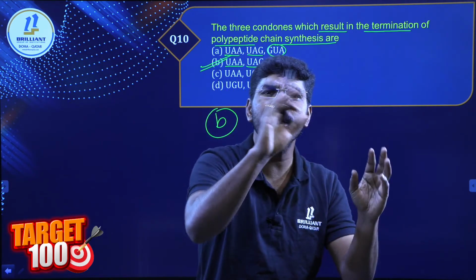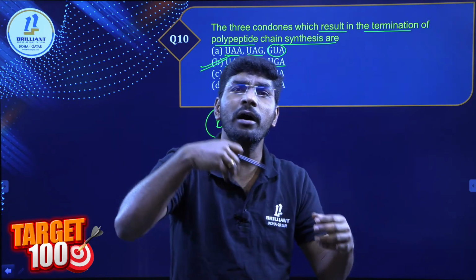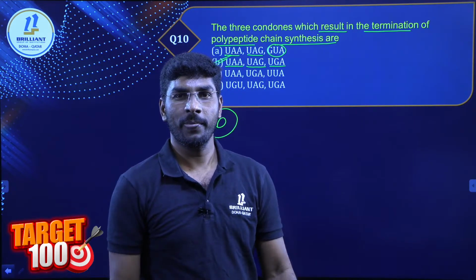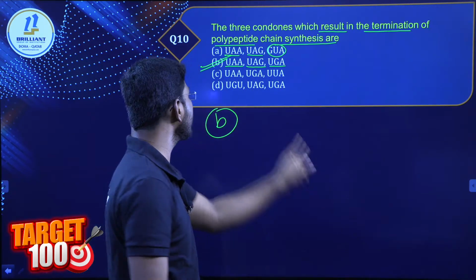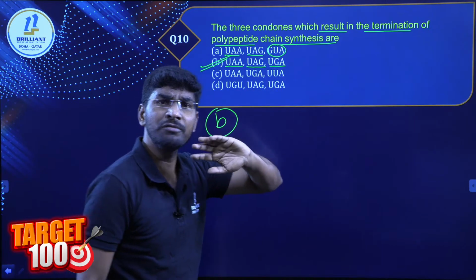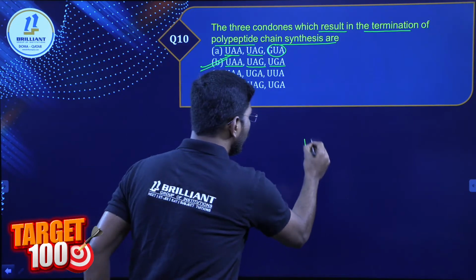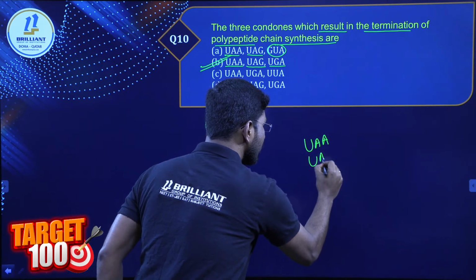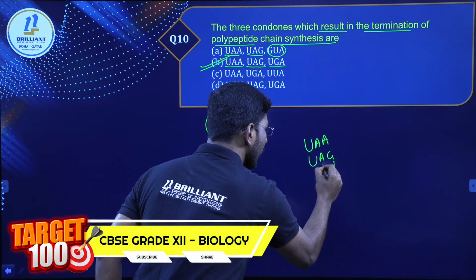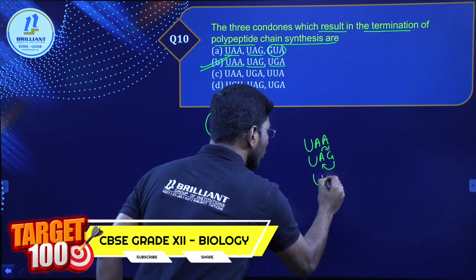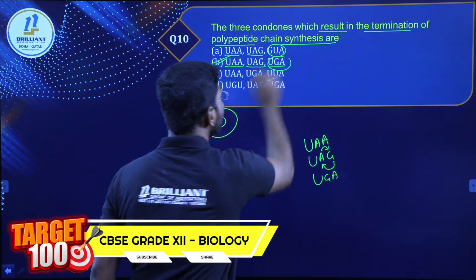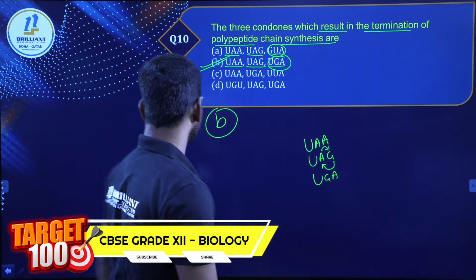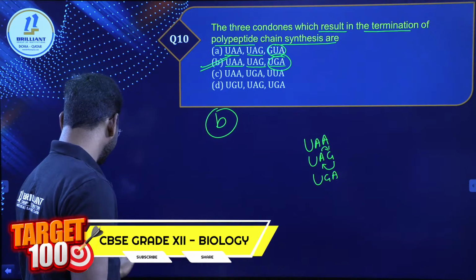They terminate polypeptide synthesis. They stop the translation process. So 3 are stop codons. What are the 3 stop codons? You should remember this. Very easy. Look here: UAA, first one. UAG, just bring this G here and UA here. UGA, look here, UGA. These are the 3 stop codons which terminate the polypeptide chain. Next, look at the next question.